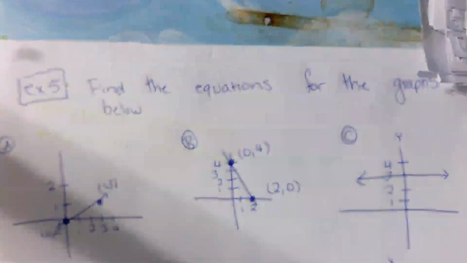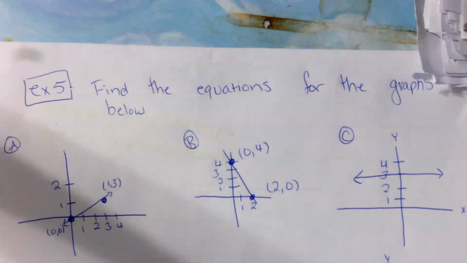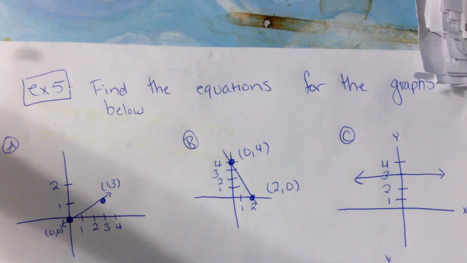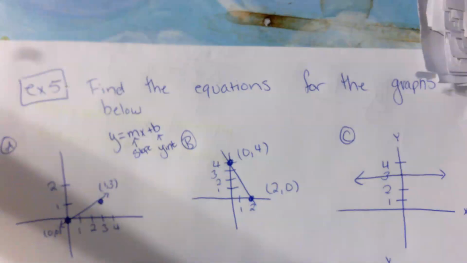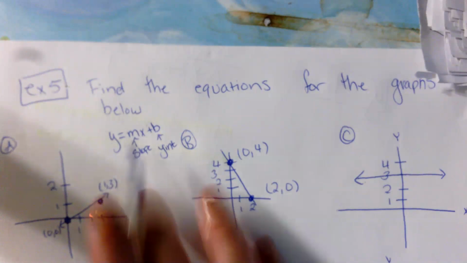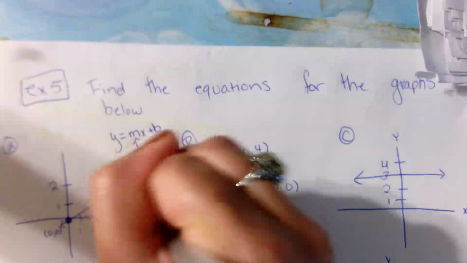Okay, we also need to talk about, on your worksheet on the back, there are examples where you're asked to find the equations for graphs using slope-intercept form. So remember, slope-intercept form is y equals mx plus b, where m is your slope and b is your y-intercept. So if you want to write an equation for a line and you can see the line, you're able to write an equation because you can find the slope and you can find the y-intercept. So first, just identify both of those.